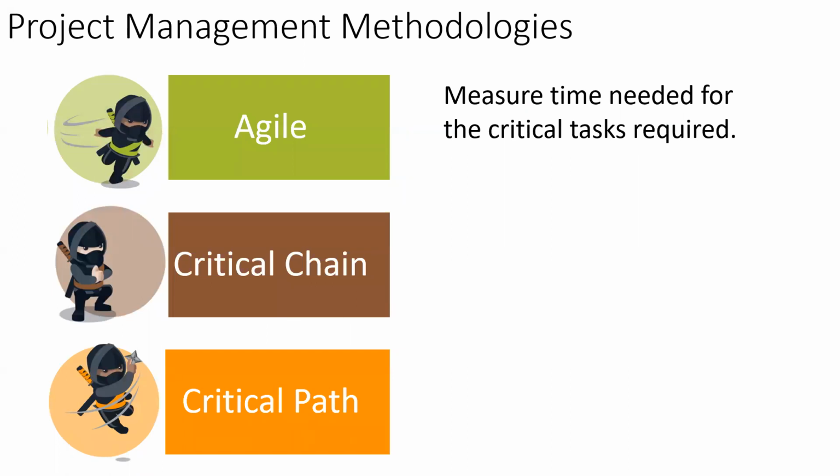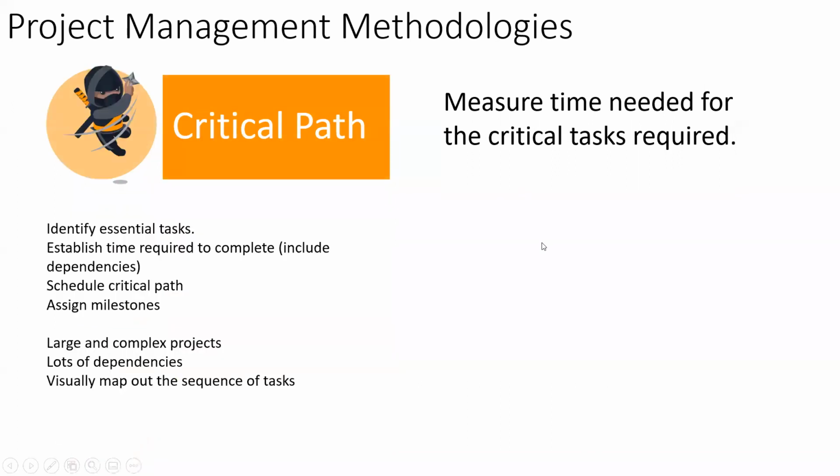Okay, so the last one. To measure time needed for the critical tasks required. Is that Agile, critical chain, or critical path? What would you think? Okay, to measure the time needed for the critical tasks required. Which one do you think that is? Okay, critical path. Good, thank you, Joanne.